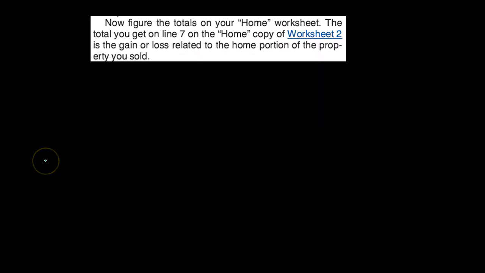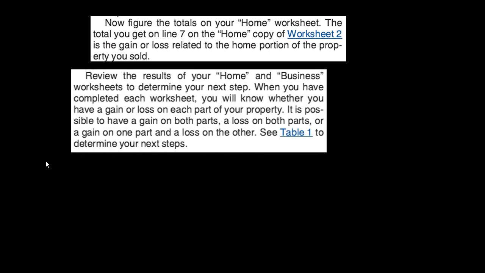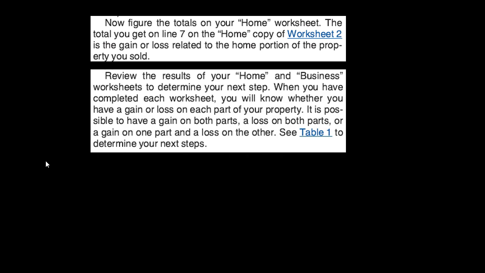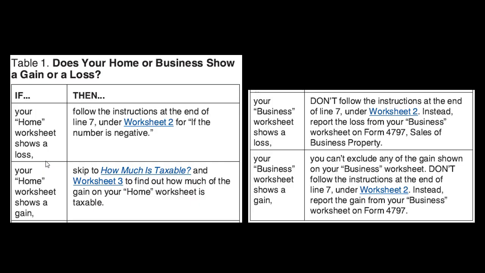Back to the text. Now figure the totals on your home worksheet. The total you get on line 7 on the home copy of Worksheet 2 is the gain or loss related to the home portion of the property you sold. Review the results of your home and business worksheet to determine your next step. When you have completed each worksheet, you will know whether you have a gain or loss on each part of your property. It is possible to have a gain on both parts, a loss on both parts, or a gain on one part and loss on the other. See Table 1 to determine your next step.